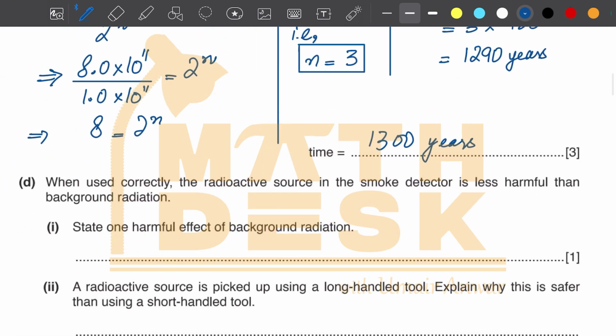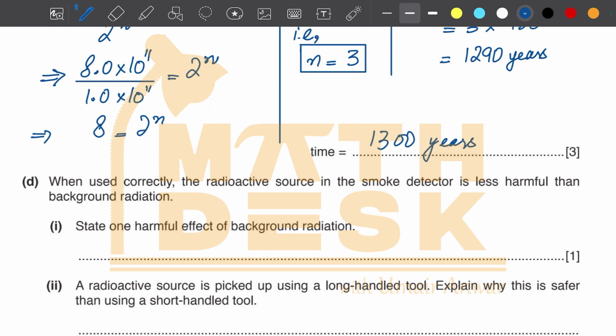The next part says when used correctly, the radioactive source in the smoke detector is less harmful than background radiation. State one harmful effect of background radiation. So it could damage our cells. This could be one harmful effect of the background radiation. It could also cause cancer or it could also cause mutations.